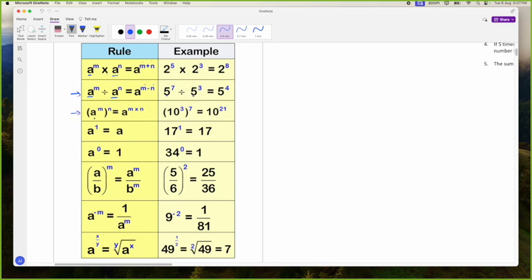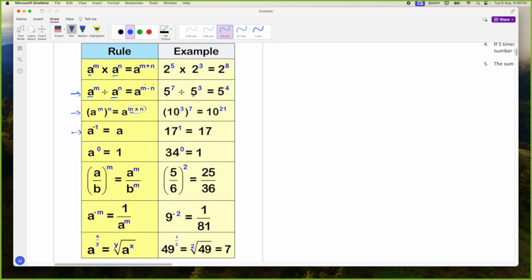In this one here, you can see that when we have a number like 10 cubed, to the power of 7 on the outside, you actually multiply the indices. So when we have a power inside and then brackets raised to a power, so a power raised to another power, we multiply the indices.